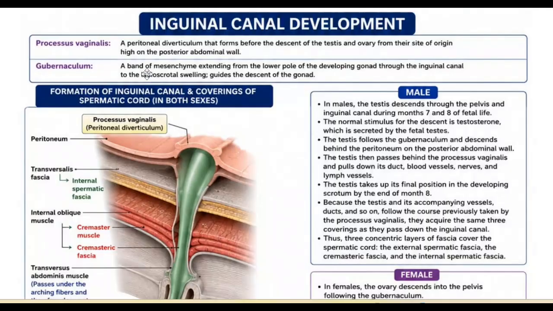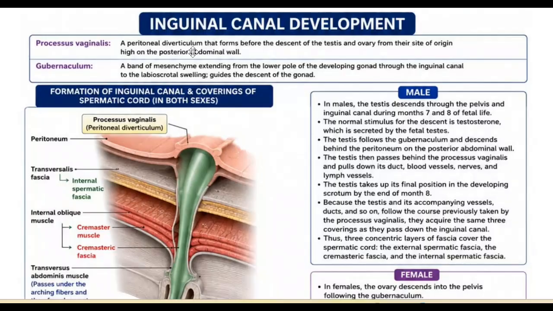Now let's talk about the processus vaginalis. According to our book, it says a peritoneal diverticulum called the processus vaginalis forms before the descent. Now let's understand every word in detail. Peritoneum is the membrane that is lining the abdominal cavity. Think of it like the wallpaper that is covering the abdominal wall, abdominal cavity and its viscera.